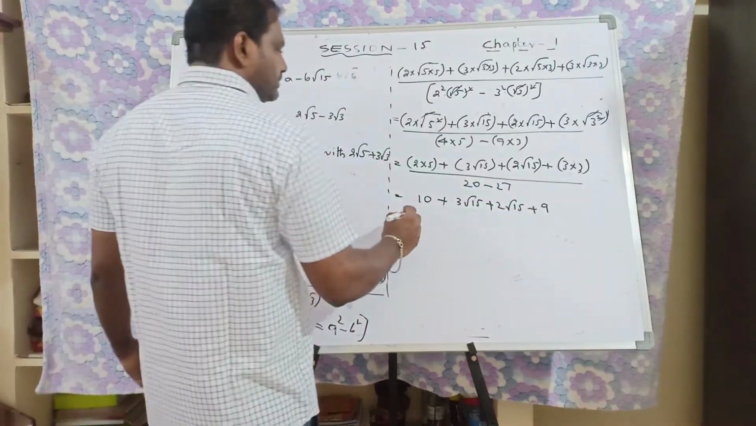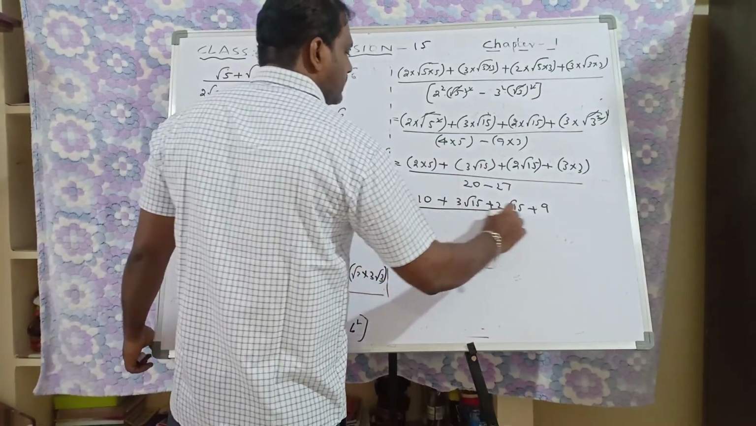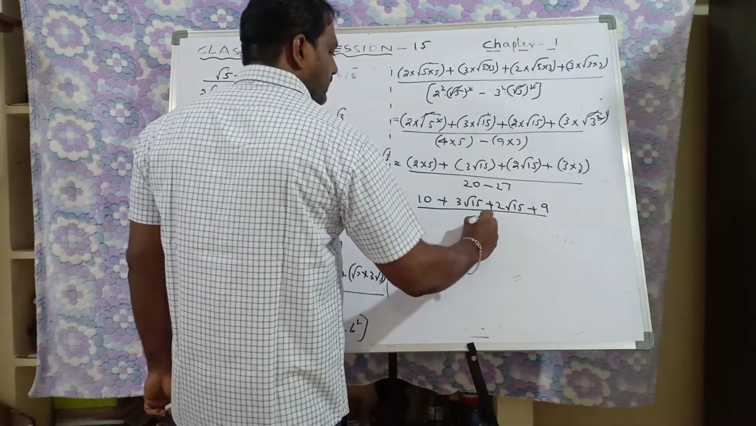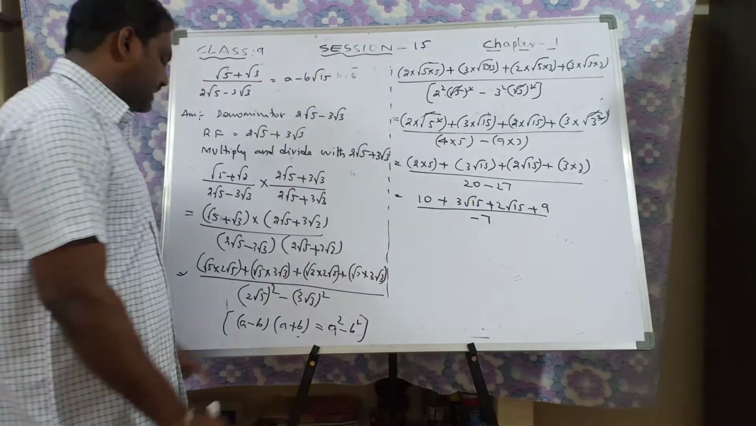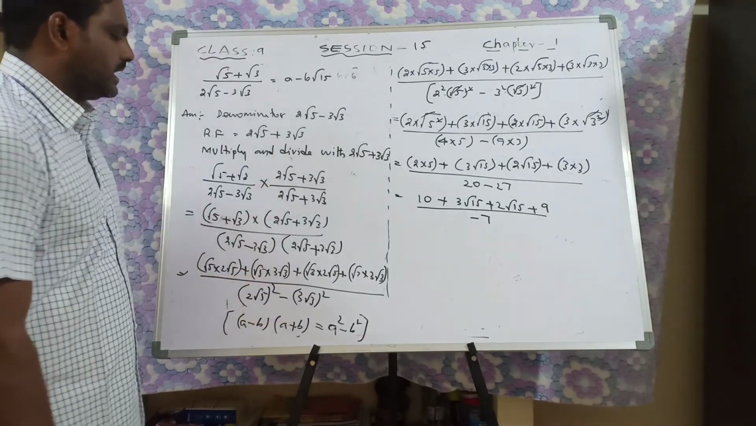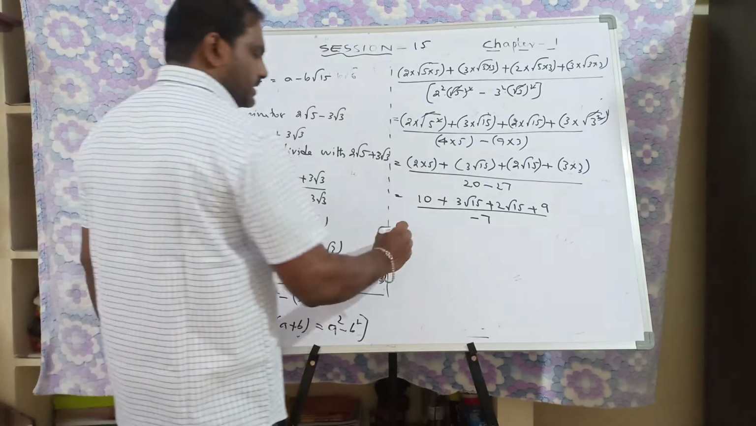Next, by 20 minus 27, how much will I get? Minus 7 I will get. So that is 2 root 5 whole square. 4 5s are 20, 3 square, 9 3s are 27. Next, what is the answer?